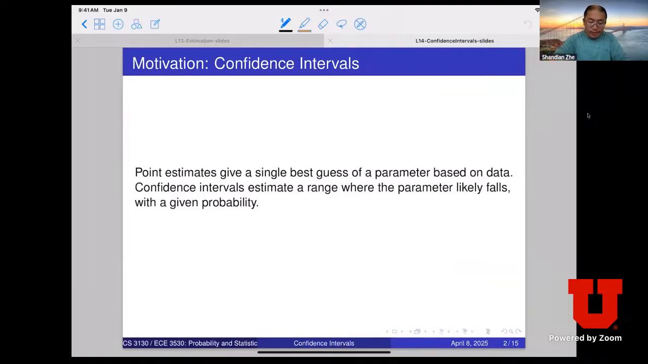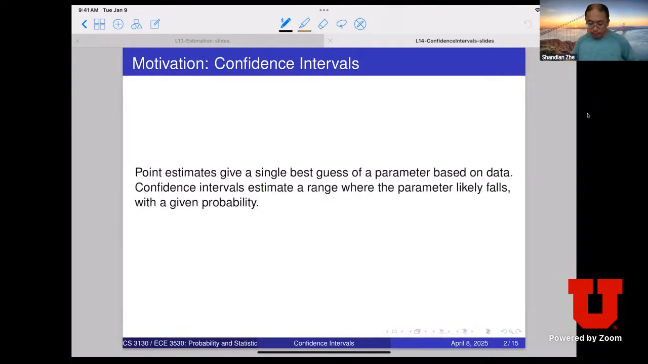We have introduced the estimators, right? We have discussed estimators. So if you have a collection of IID random variables, you can calculate some statistics over those random variables to give some point estimate. For example, what is the mean of the Gaussian distribution? What is the variance of the Gaussian distribution? What is the probability P in a Bernoulli distribution, right?